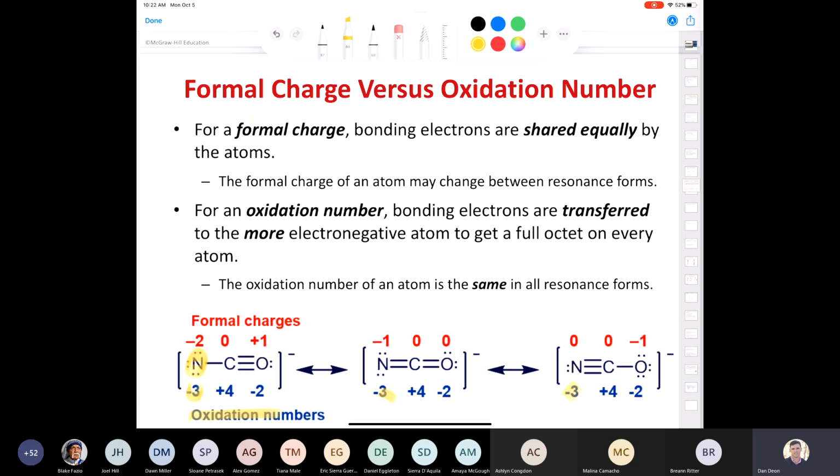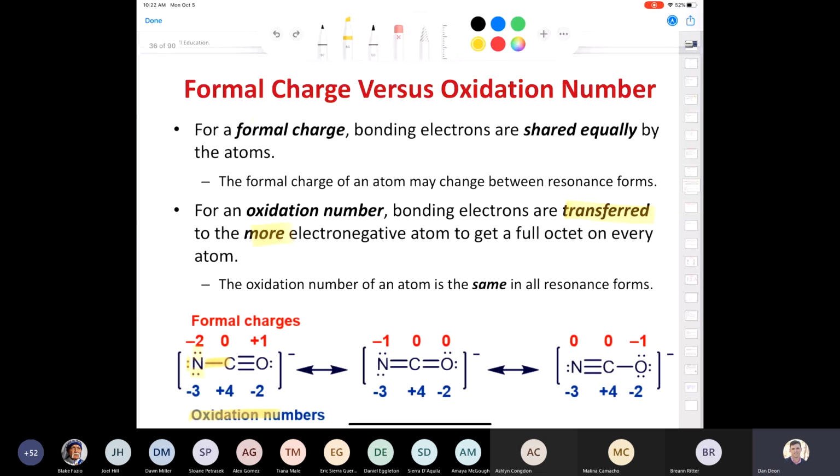Now, just to review how to calculate the oxidation numbers, I'm not going to go over formal charges because we just did that. But where did that -3 come from, for example? Let's just do the first one. Well, in oxidation number, we assume that the electrons are transferred to the more electronegative atom. What's more electronegative between carbon and nitrogen? The answer is nitrogen. That means that nitrogen is going to take those 2 electrons as if it was its own. That means that the oxidation number is going to be 5 valence electrons, subtract 1, 2, 3, 4, 5, 6, 7, 8.